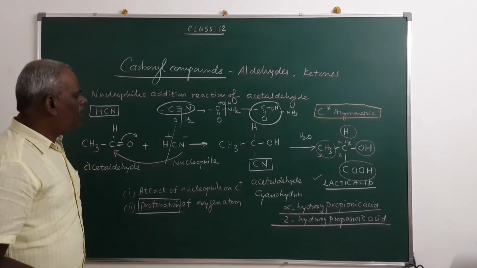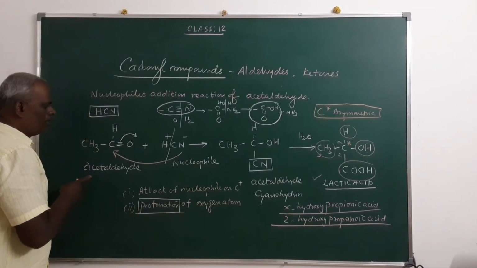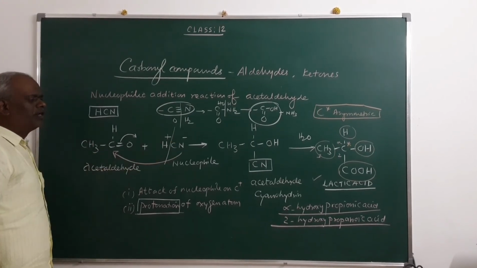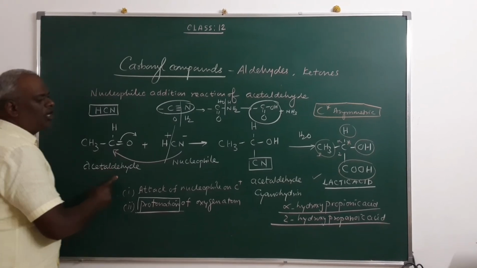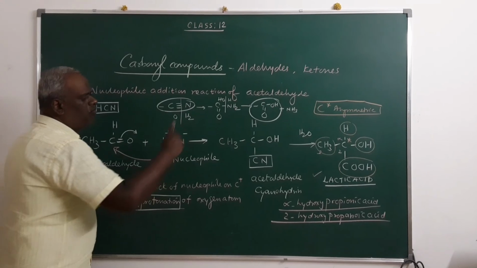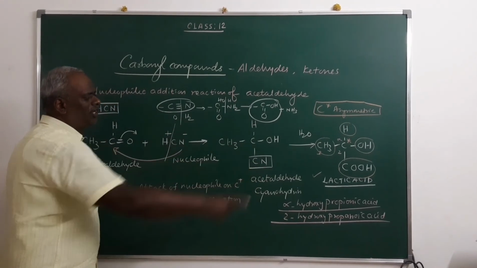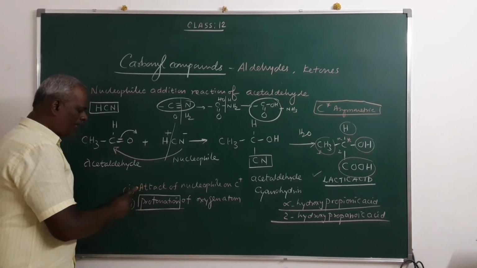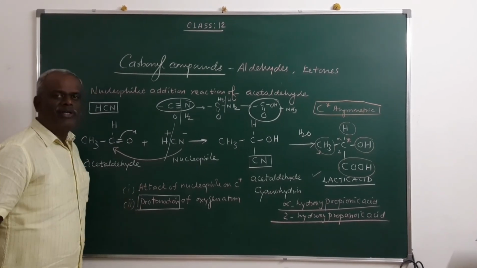So in this way, the nucleophilic addition of acetaldehyde is explained, and it's an important conversion: how to convert acetaldehyde into lactic acid. Treat it with HCN followed by hydrolysis. 2 steps are there. In the addition of HCN, there are 2 steps, attack of nucleophile and protonation.